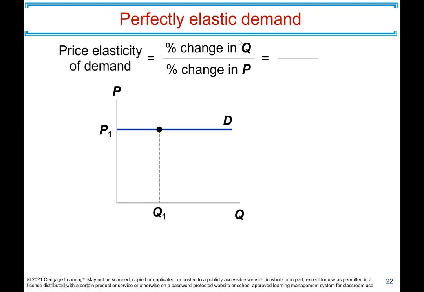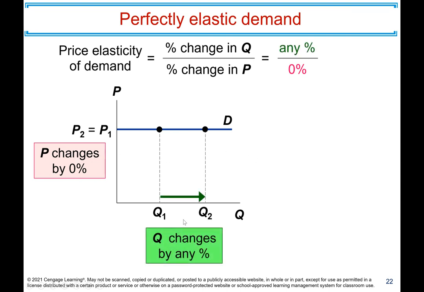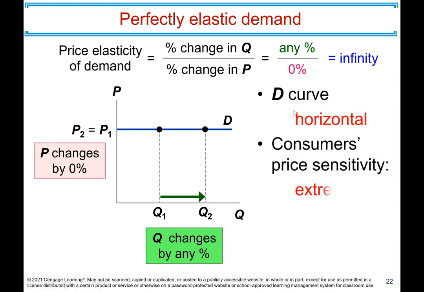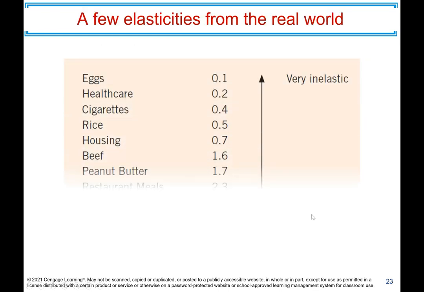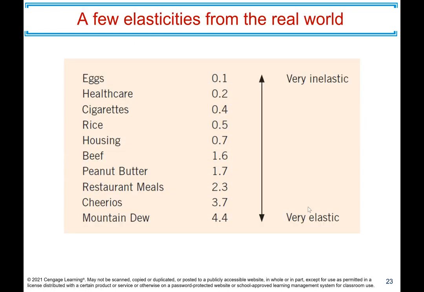Perfectly elastic demand is when there's a horizontal demand curve. That means any change in price produces a change in quantity that is infinite. The demand curve is horizontal, consumers' price sensitivity is extreme, and we say elasticity is infinity. A few elasticities from the real world.